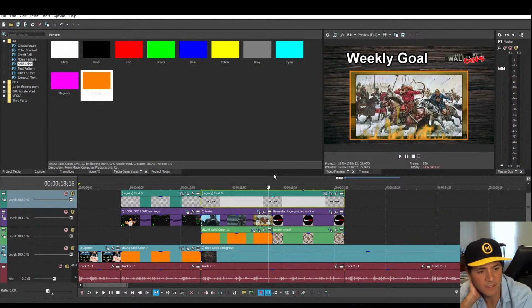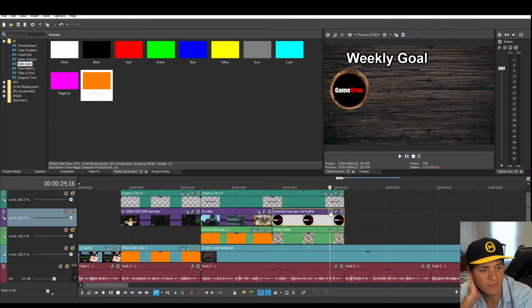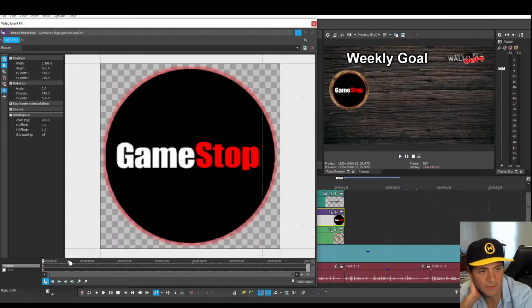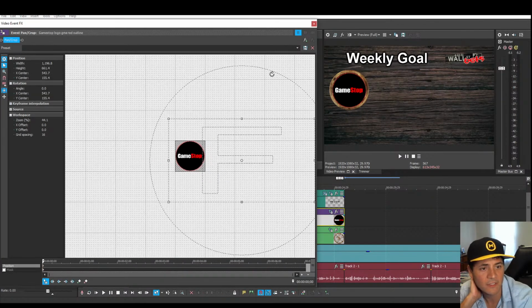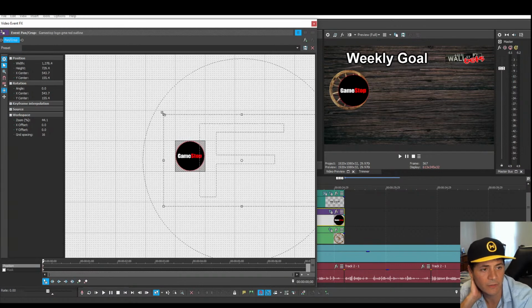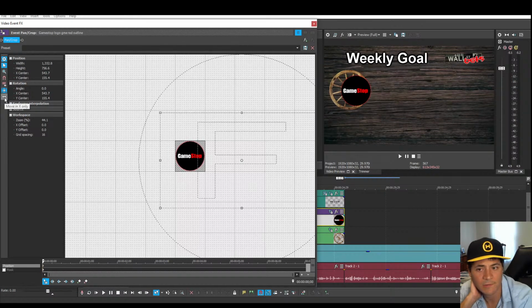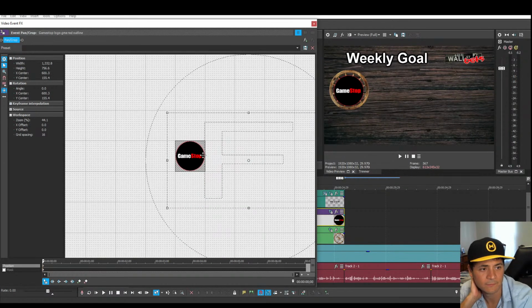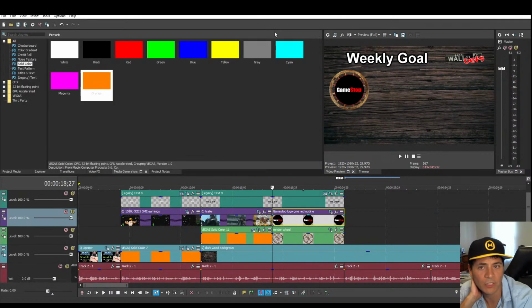Alright, let's see what you guys think. What if I make the GameStop logo a little bit smaller, so you can see a larger portion of the wheel? Maybe make the wheel look a little bit more spinny.